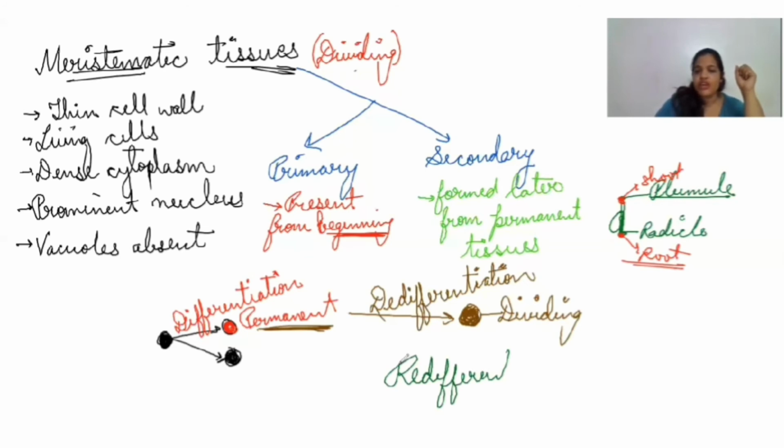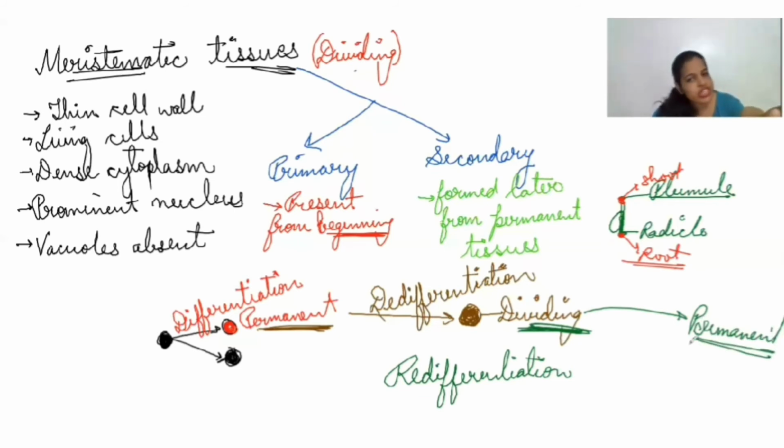Redifferentiation. Now, these dividing cells which are formed by dedifferentiation, they again become permanent. Permanent means they will lose division capacity by the process known as redifferentiation.